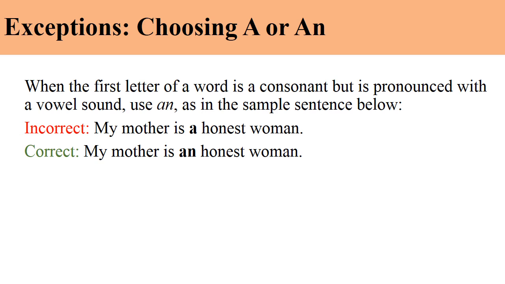Exceptions. Choosing a or an. When the first letter of a word is a consonant but is pronounced with a vowel sound, use an, as in the sample sentence below. Incorrect sentence: My mother is a honest woman. Correct sentence would be: My mother is an honest woman.